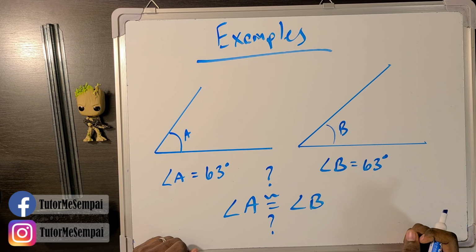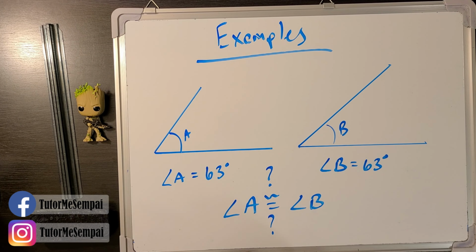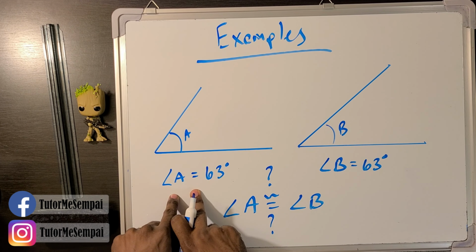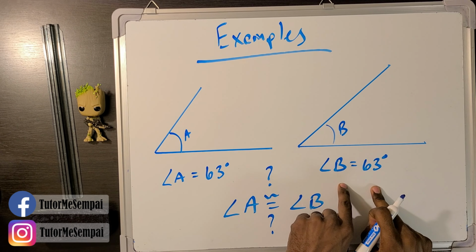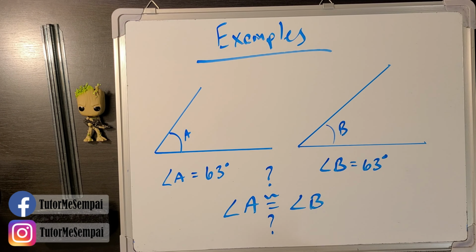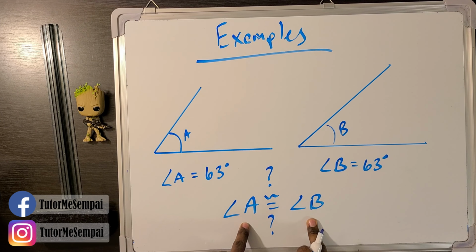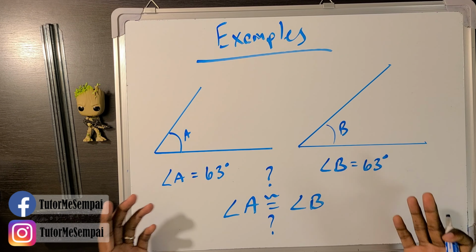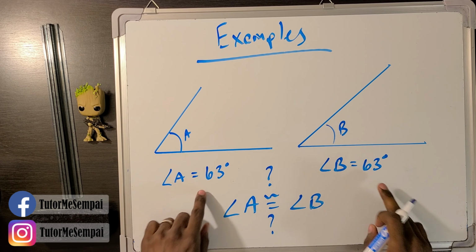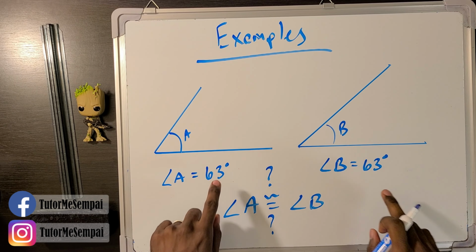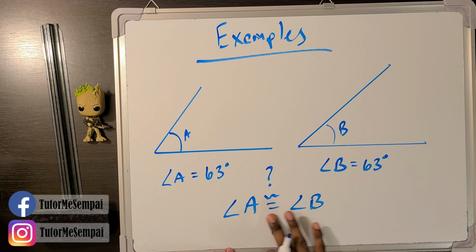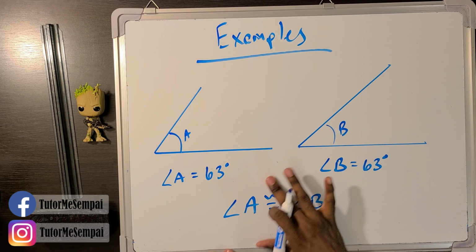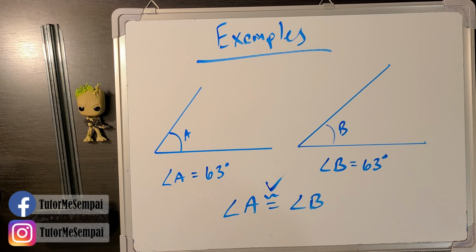Let's look at this example here. We have an angle A and an angle B, and we see that the measure of angle A is 63 degrees. We see that the measure of angle B is also 62 degrees. Are these two angles congruent? Yes, the answer is yes, because they have the same measure. Because the measures equal each other, we consider these two angles to be congruent. So, yes, that is true.